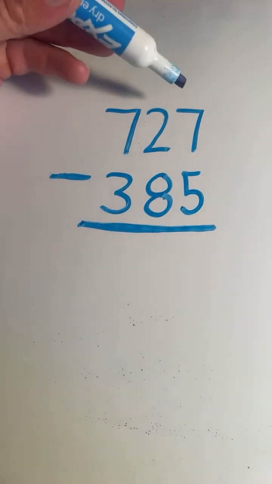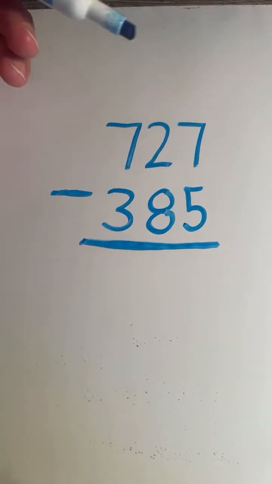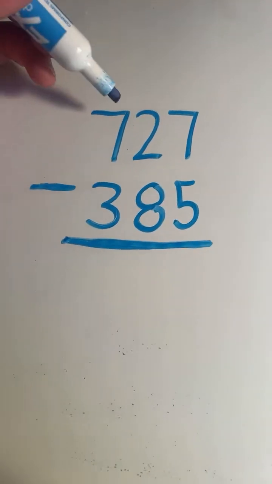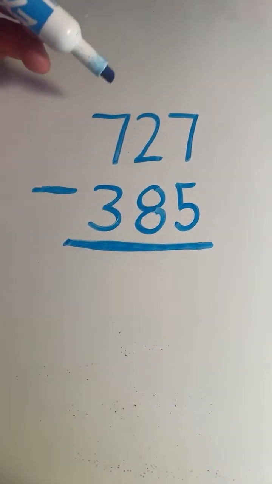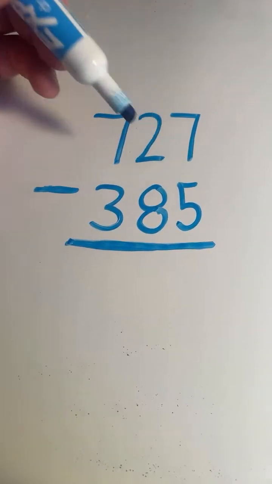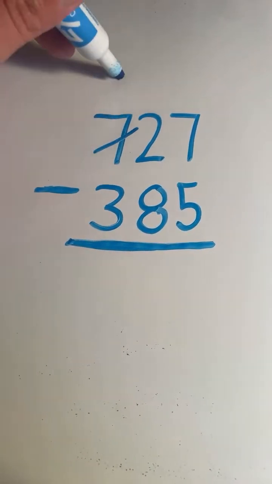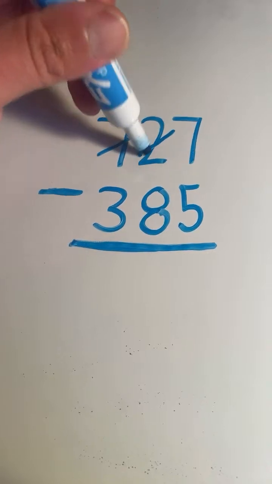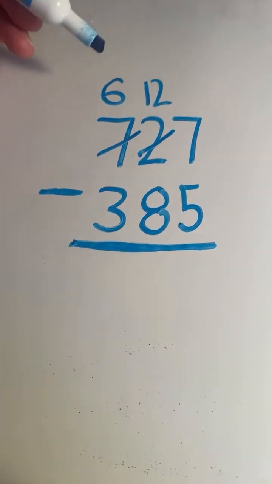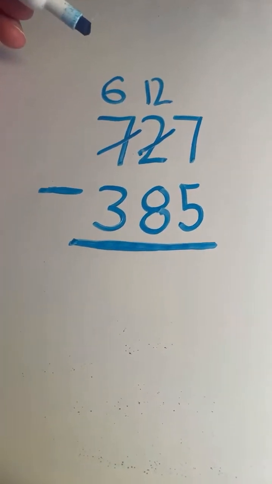In the ones place, we're fine. We don't need to regroup in the ones place. So again, we regroup by taking away a 1 and then adding a 10 to the place that needs regrouping. So that 7 is going to become a 6. That 2 is going to become a 12. And now we are ready to subtract.